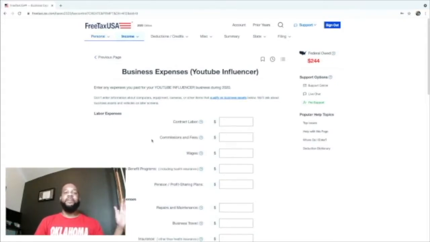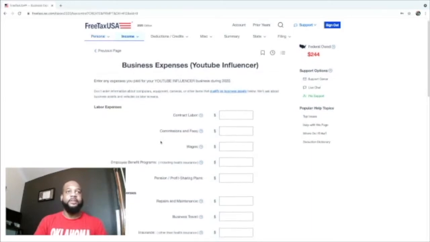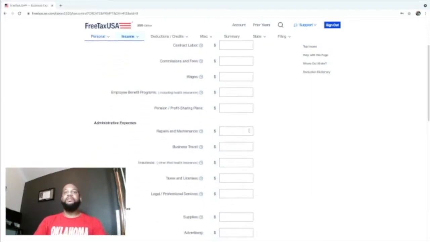Labor expenses: if you had any labor, any 1099 contractors, or if you had W-2 employees, this is where you would put that in. Administrative expenses, basically, it is what it is. You've got legal fees.